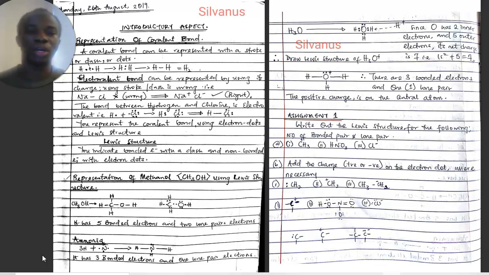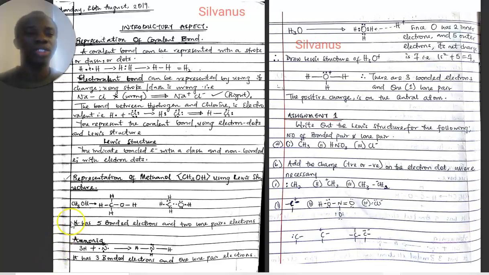Most organic compounds have covalent bonds, so we have to understand covalent bonds and what they imply. That doesn't mean we can't have other types of bonds, but like I said, the prominent type of bond in organic compounds is the covalent bond. So the first thing is to talk about how a covalent bond is represented.